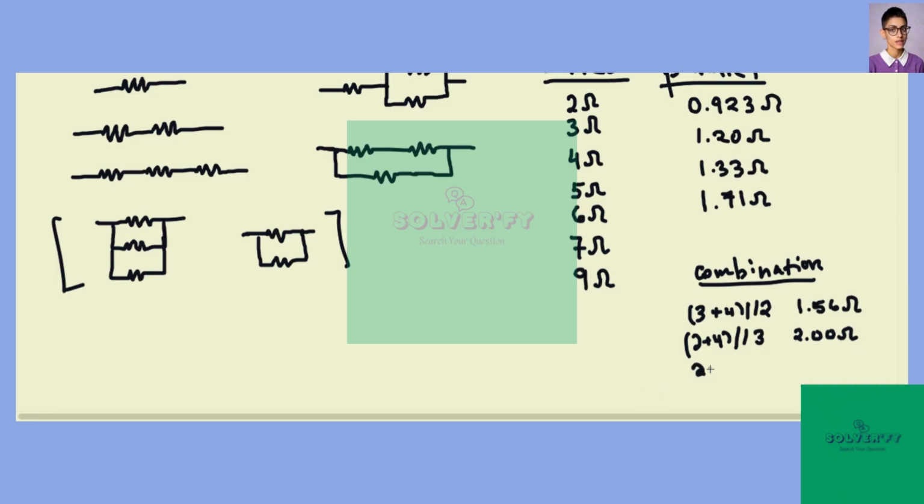And finally, with the 2 and 3 ohm resistor in series in parallel to the 4 ohm resistor, we'll have 2.22 ohms.